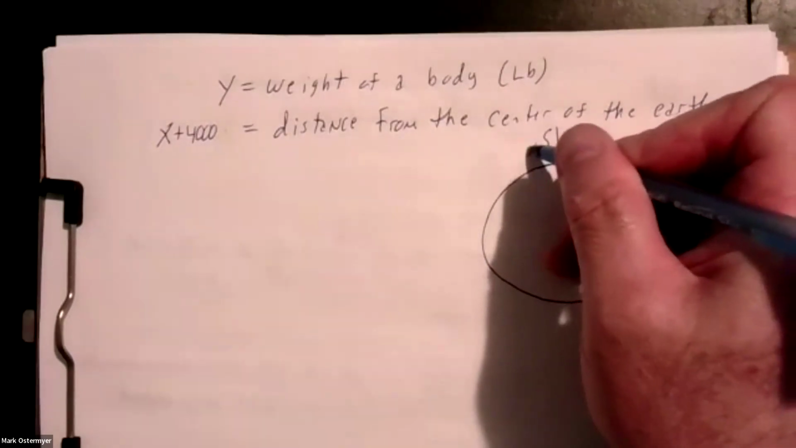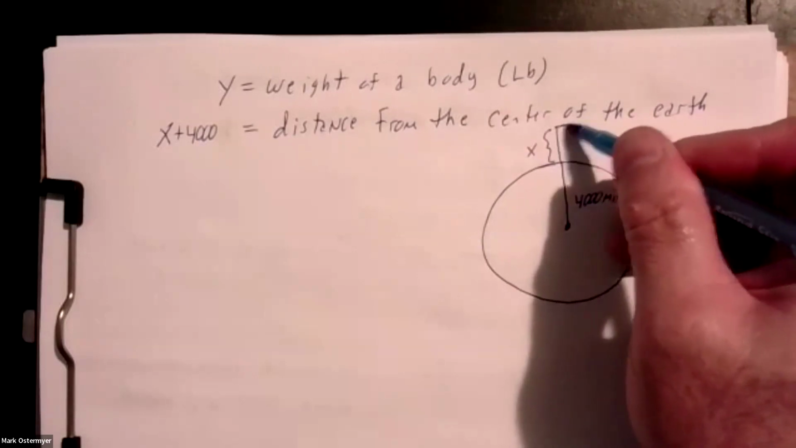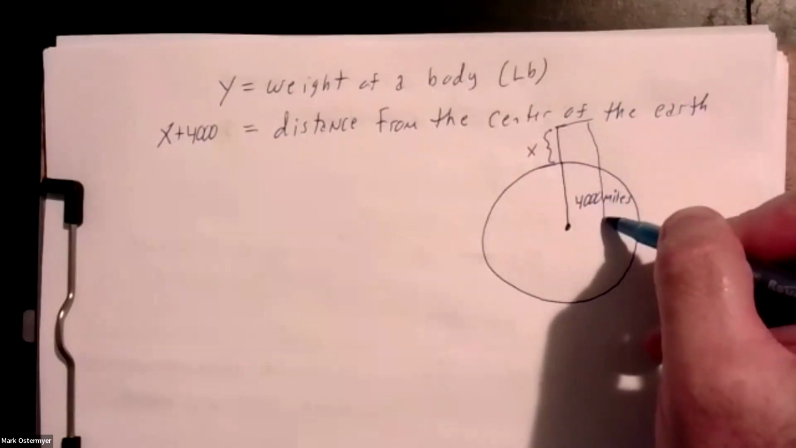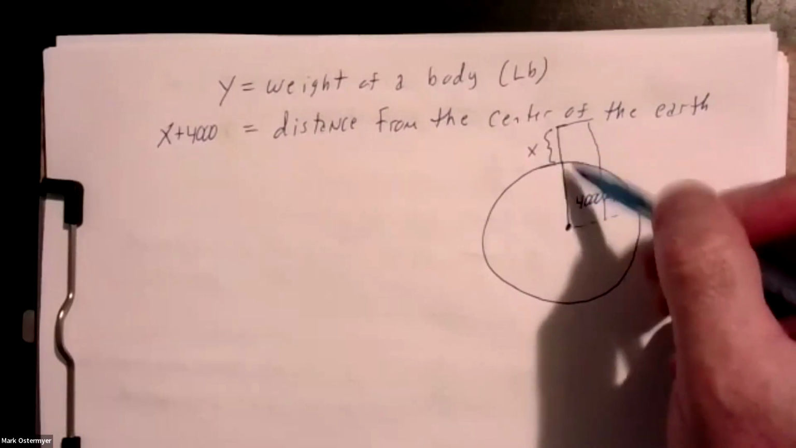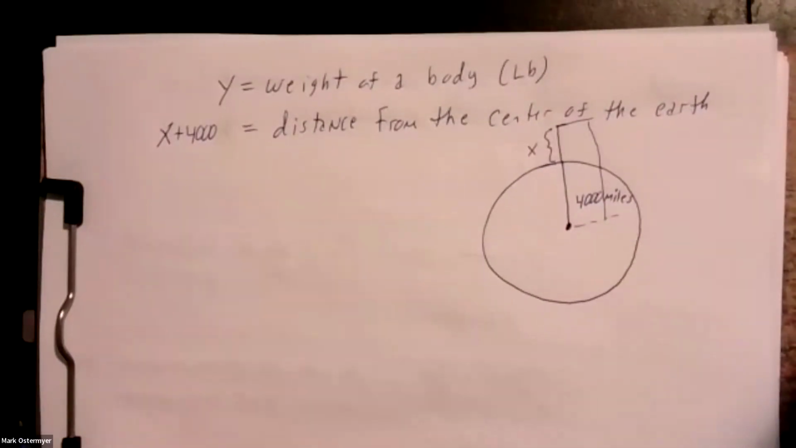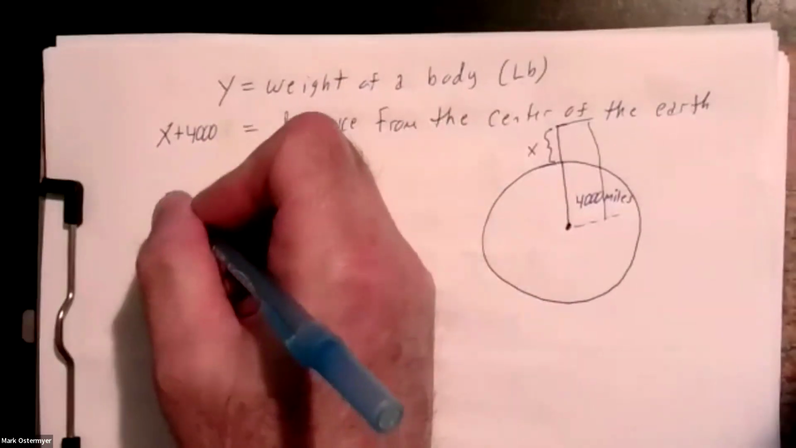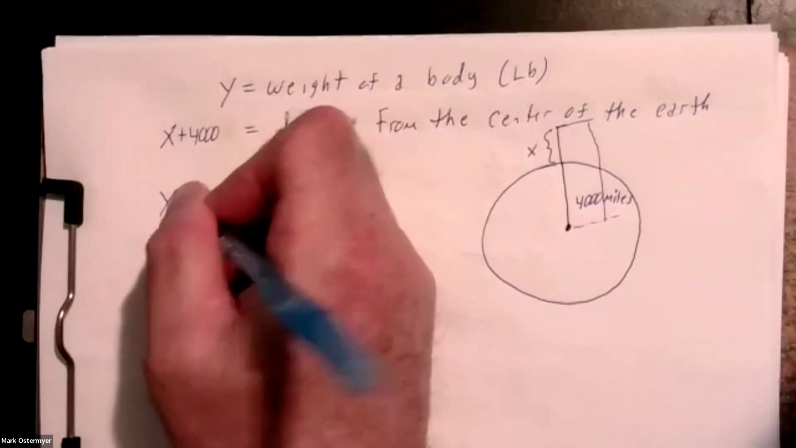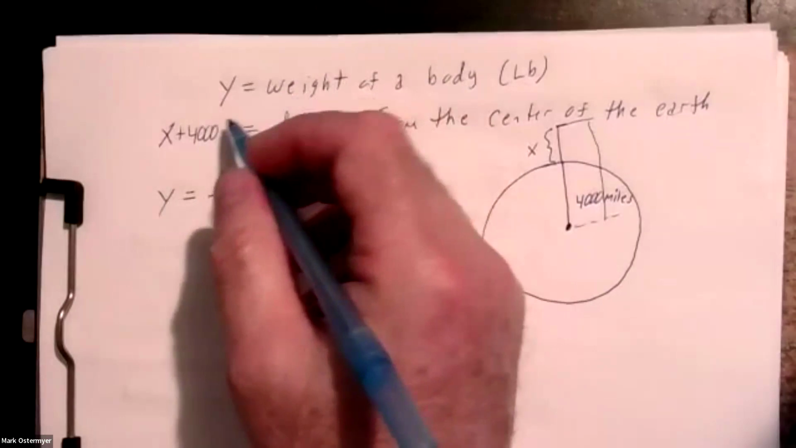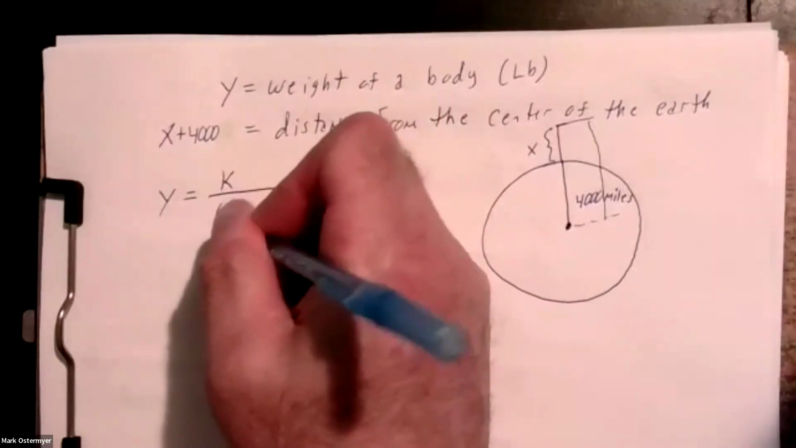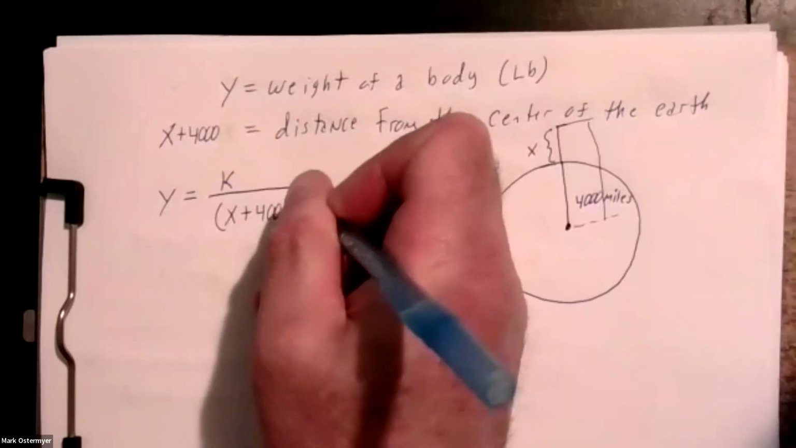So if this distance is X, then the total distance between the person above the surface of the Earth and the center of the Earth is going to be X plus what? 4,000 miles, correct? Is that true? All right, anyways, we can set up our inverse variation. The weight of a body varies inversely as the square of the distance between the body and the center of the Earth. The square of this distance is going to be this right here.